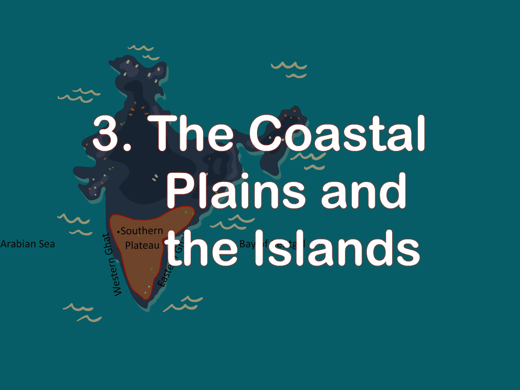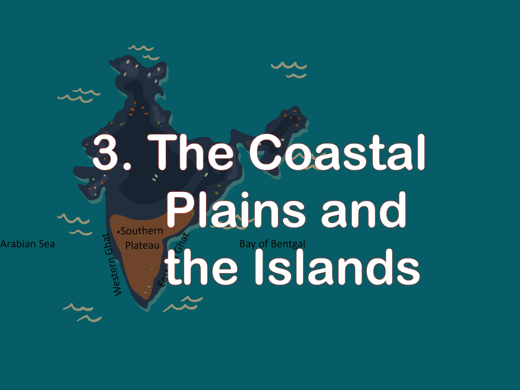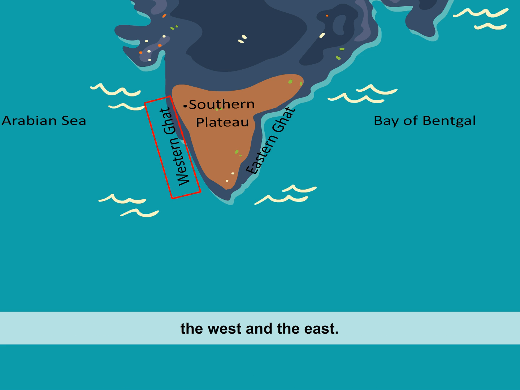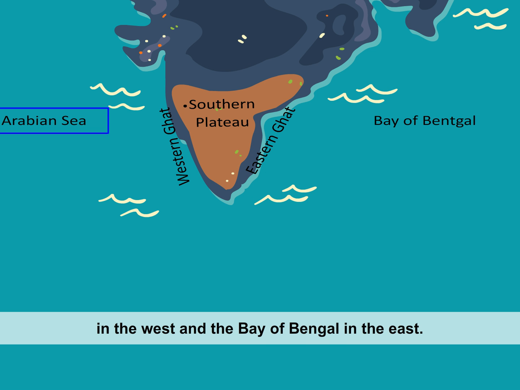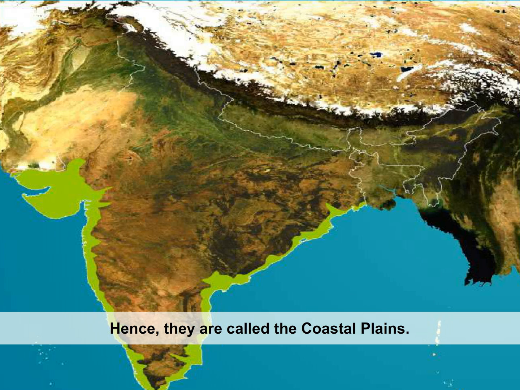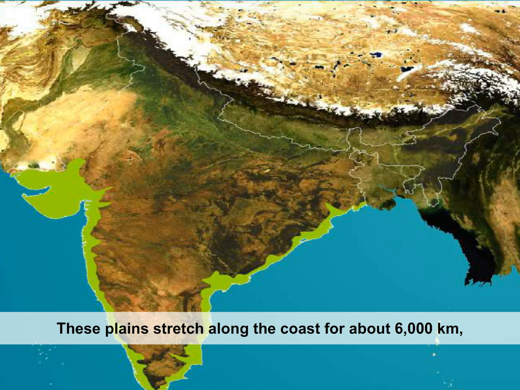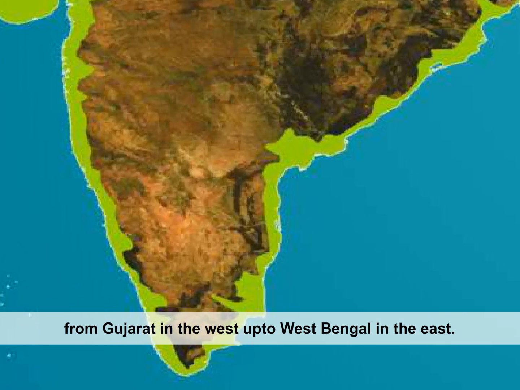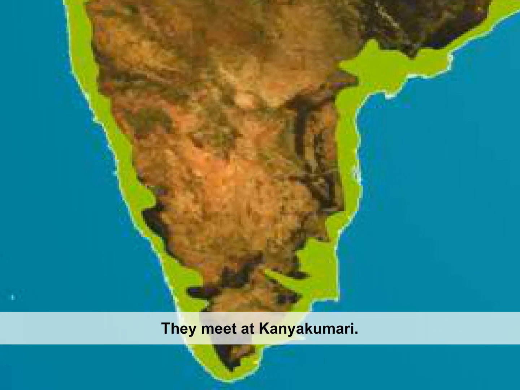Chapter 3. The Coastal Plains and the Islands. The southern plateau region is bordered by narrow plains on the west and the east. These plains are surrounded by the Arabian Sea in the west and the Bay of Bengal in the east. Hence, they are called the coastal plains. These plains stretch along the coast for about 6,000 km from Gujarat in the west up to West Bengal in the east. They meet at Kanyakumari.